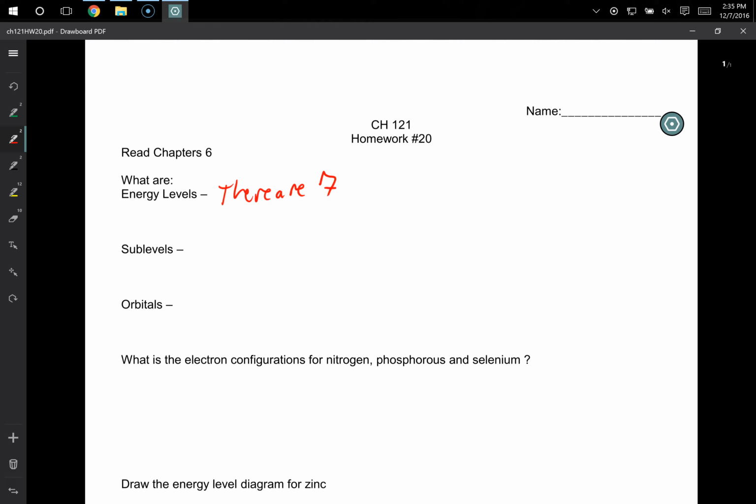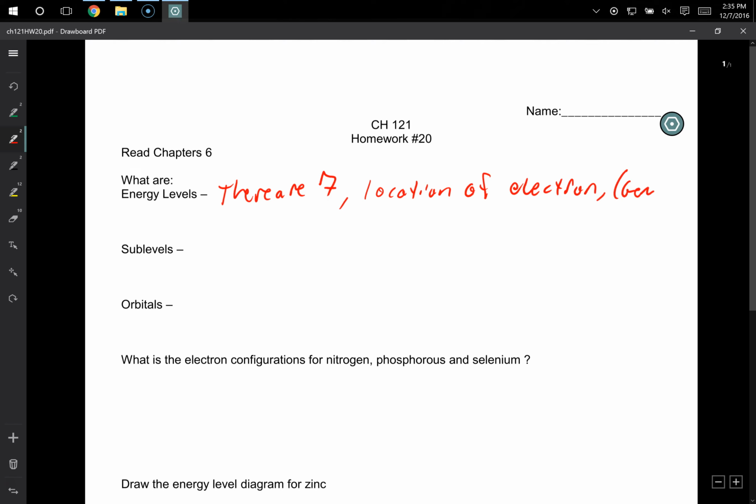How about location? It's a general location of the electron. So the energy level has what inside of it? So there holds the sublevels. All right, so 7 of them, it's where the electrons are located. It's a general location, and it's the thing that holds the sublevels.